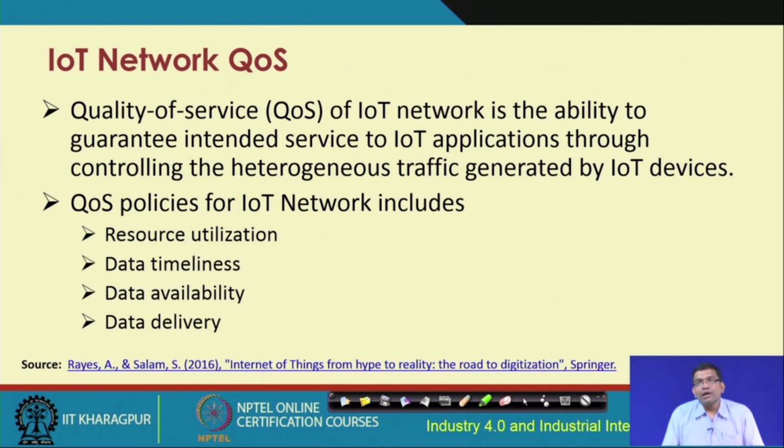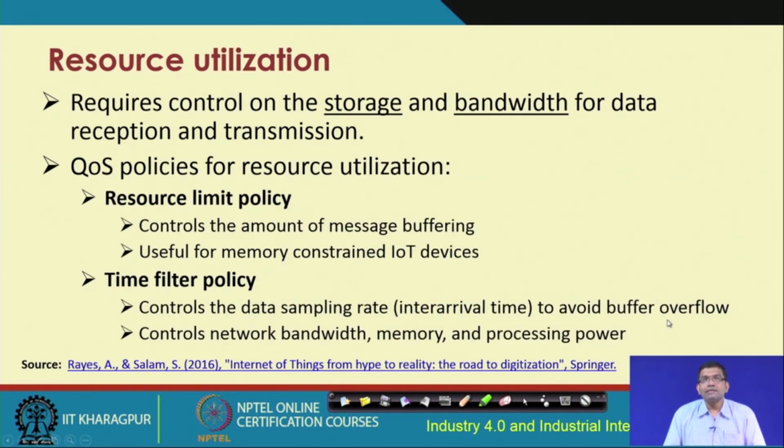QoS policies for IoT networks include resource utilization, data timeliness, data availability and data delivery. These are the 4 different attributes which are of prime consideration in the context of ensuring QoS for IoT networks. So, let us look at each of these 4 things in further detail. Resource utilization is the first among the 4.